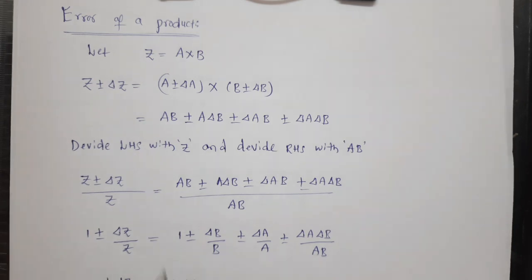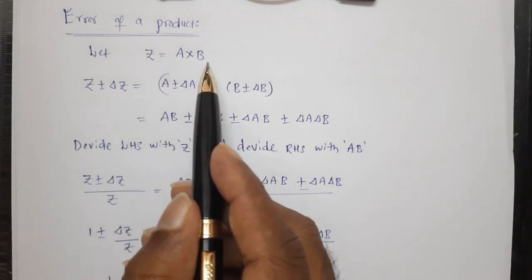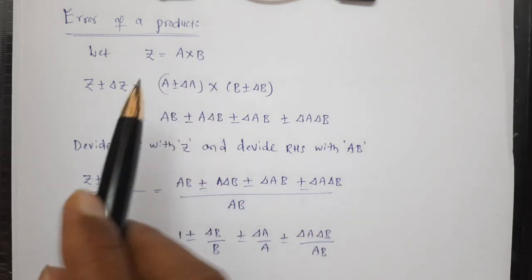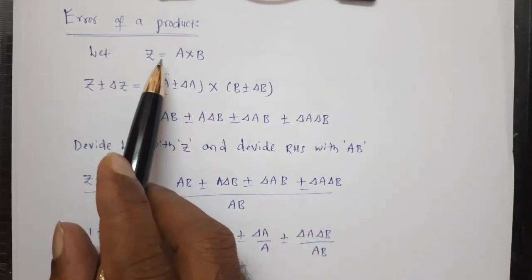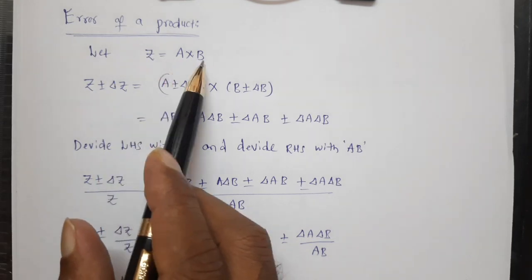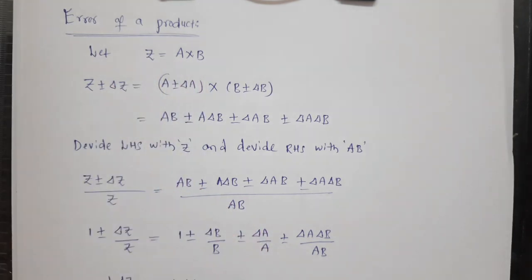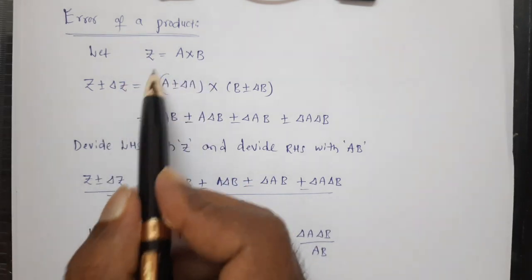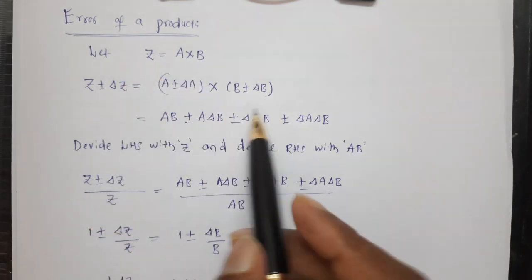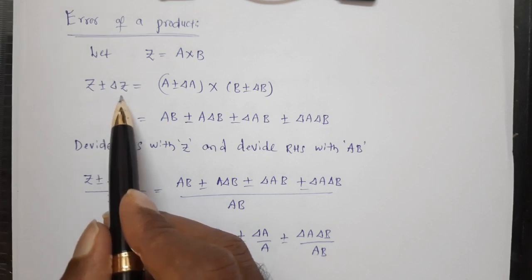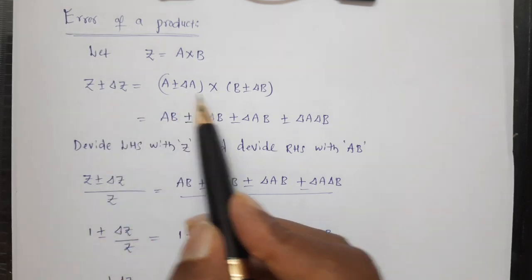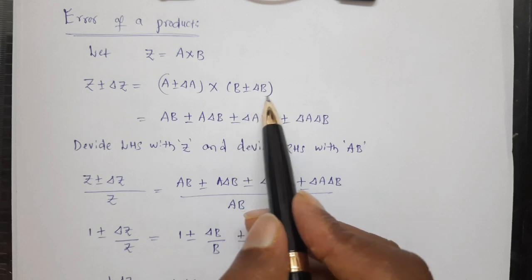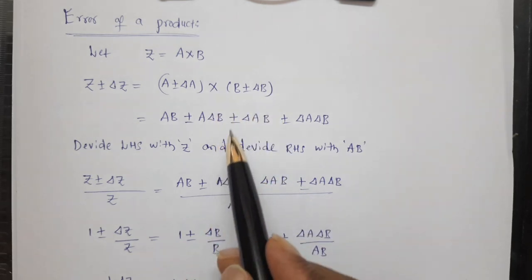Again, we are taking A and B as two individually measured quantities, and we are taking Z equal to A into B. That means the product of A into B is Z. Now without error we are writing here. Now in the next step we are introducing error. So Z plus or minus delta Z is equal to A plus or minus delta A into B plus or minus delta B. When we simplify this one, we will get like this.